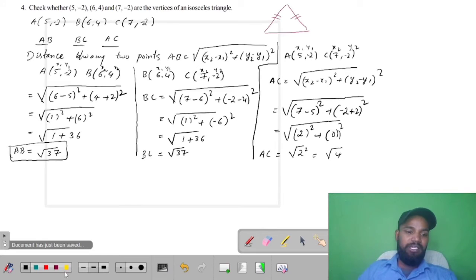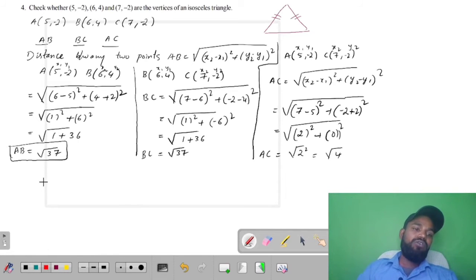So I am writing here clearly each side. Side AB we got, so I am giving the name here ABC. Okay, let us write. What is AB we got? AB we got root 37. And what is BC? BC equal to root 37. And what is AC? AC equals to root 4.